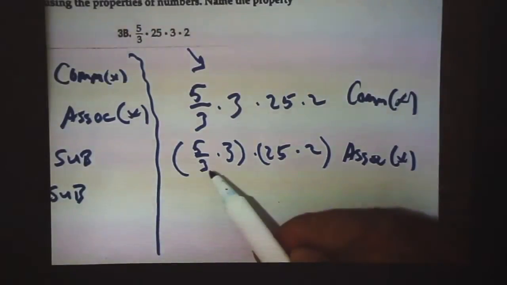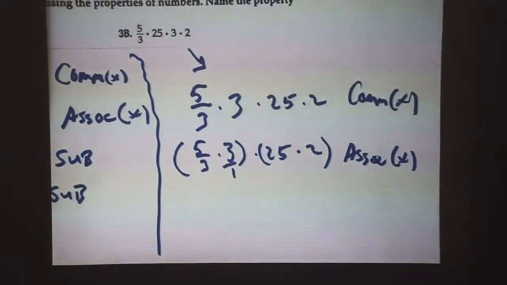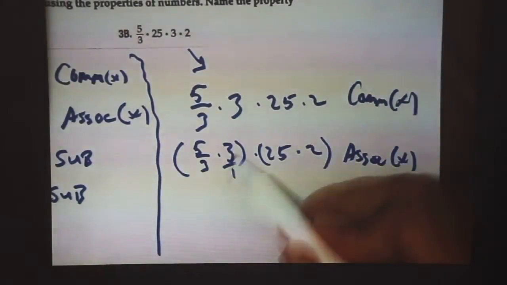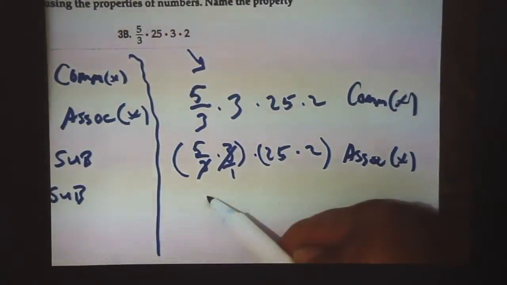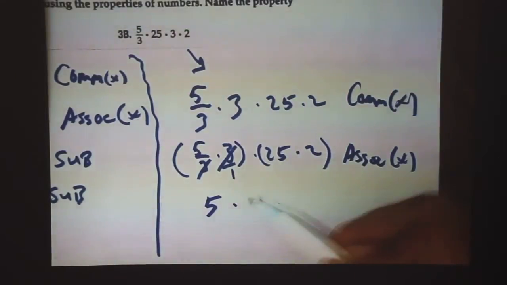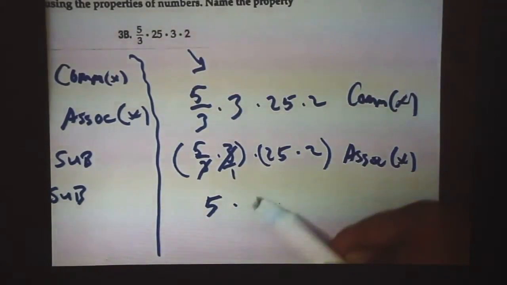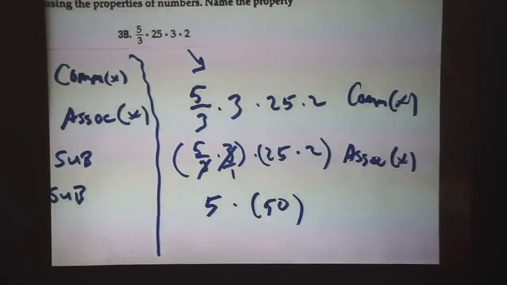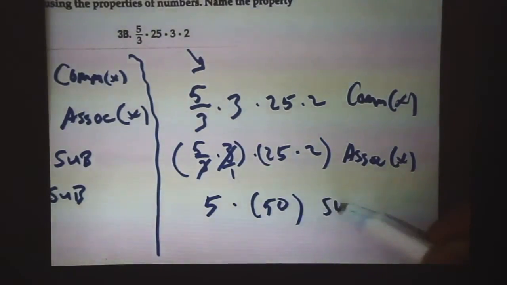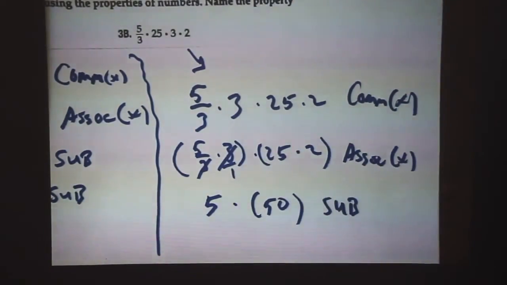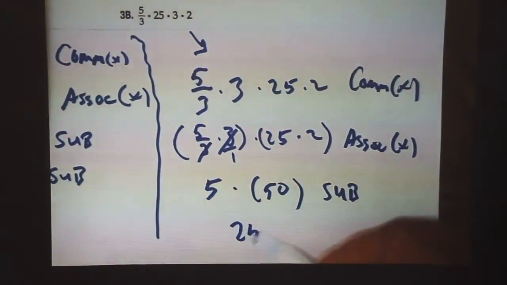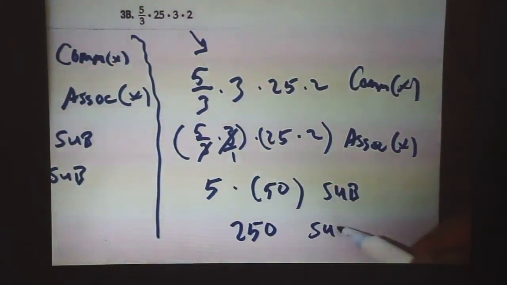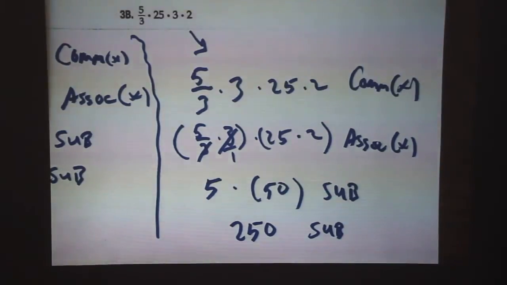And then here, this is 3 over 1. Any whole number is over 1. 5/3 times 3 over 1, the 3's can cancel, so it left me with 5 times 25 times 2 is 50. I'm going to do that in one step. This is called the substitution property. I'm substituting equivalent values. And then lastly, 5 times 50 is 250. I use the substitution property one last time to get those two values put together.